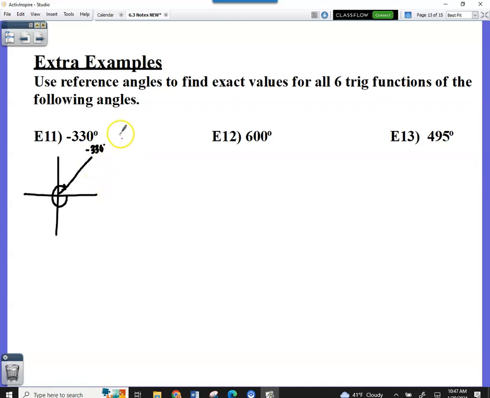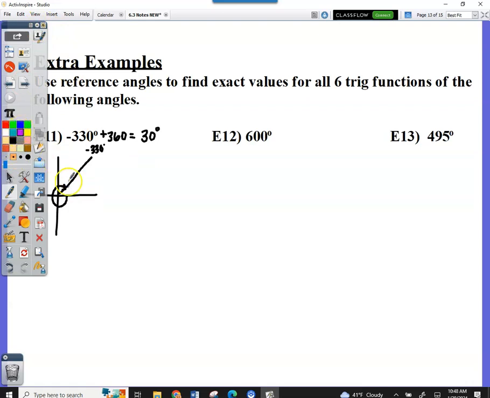If you don't like working with negatives, then just come over here and add a rotation, and you would end up with the exact reference angle anyways. So the reference angle is 30 degrees. It's going to go right here to the x-axis. I'm going to finish my triangle, and then I'm going to memorize that I'm working with the numbers 1, 2, root 3. Or if you want to do them in order, you could do 1, root 3, 2.